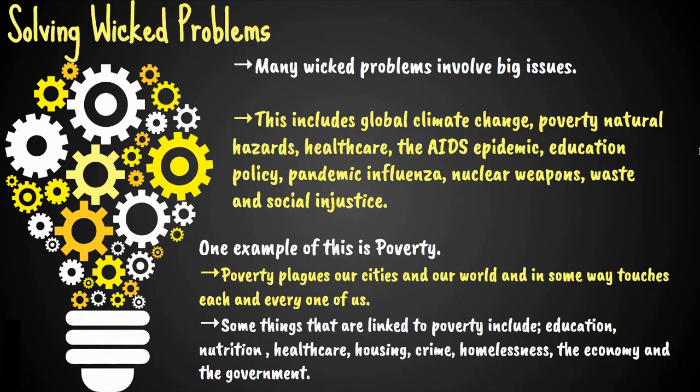So if you can figure out a way to get proper nutrition to everyone, you can figure out a way to cut down on crime. You're probably not going to solve crime ever, but you can certainly figure out ways to cut down on crime. These are going to help this wicked problem.